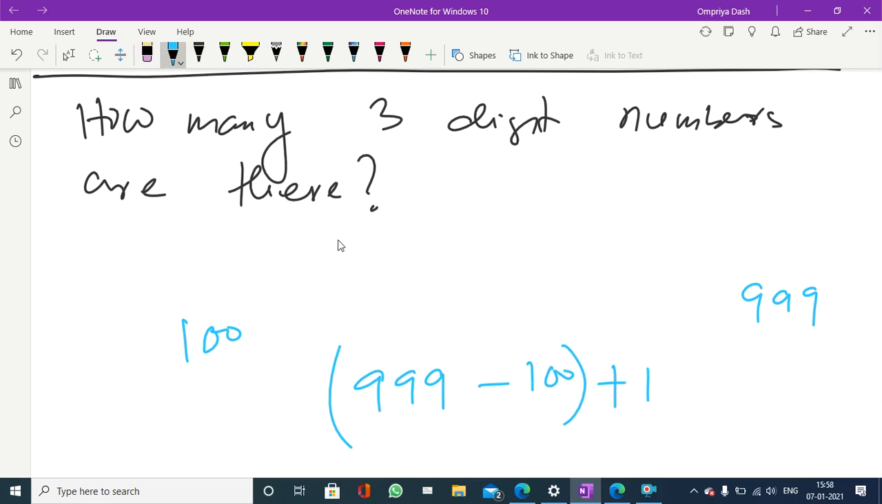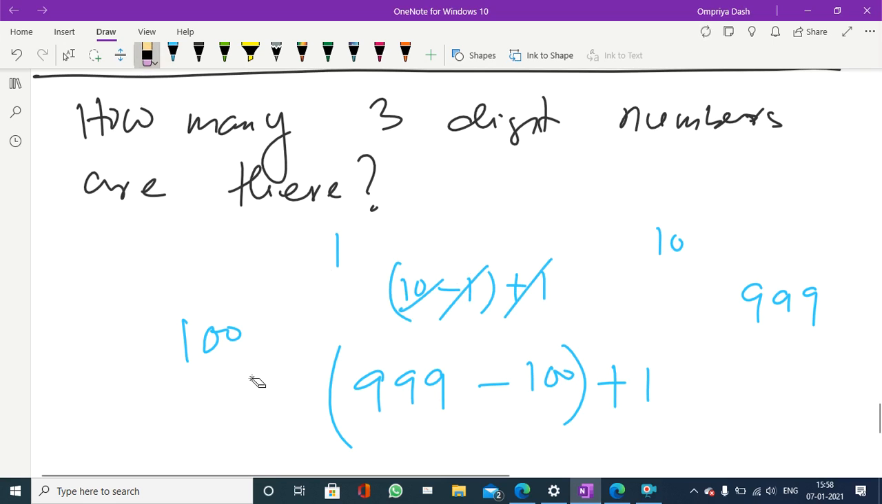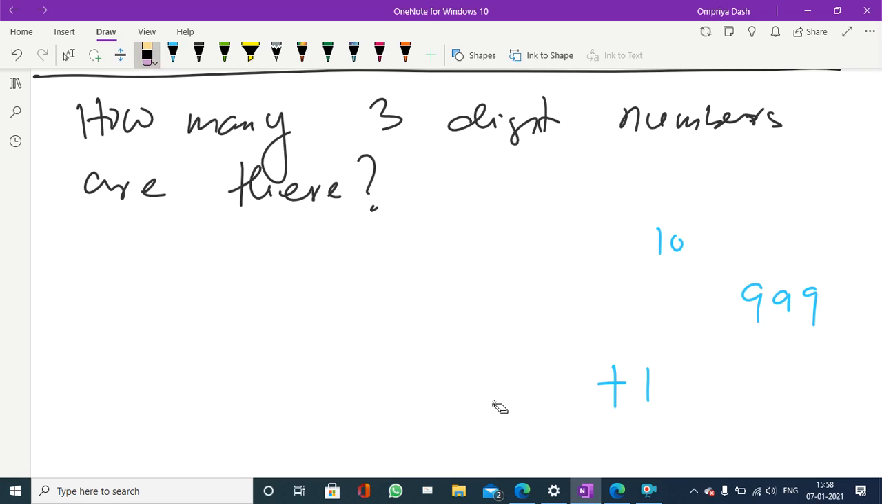Just like how many numbers are there from 1 to 10? How to do it? 10 minus 1, then plus 1. 10, right? This is the way. So any standard 3 or standard 4 student can answer this question. Then why am I asking you this question in 11th standard? Because now we are going to answer this question in a different way using the fundamental principle of multiplication.